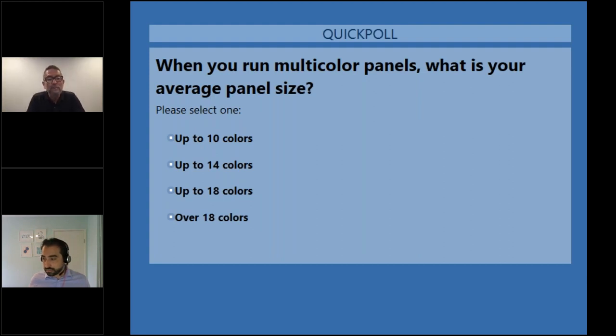And the first one is, when you run multicolor panels, what is your average panel size? This is an important one, and I encourage everyone to get in there and put your vote. It helps us understand the audience that we have today, so that Mirko can move that perspective around. So please select one of the following. And in just a few seconds, we'll get Jeff to pull the information up so everybody can see where we are and baseline this.